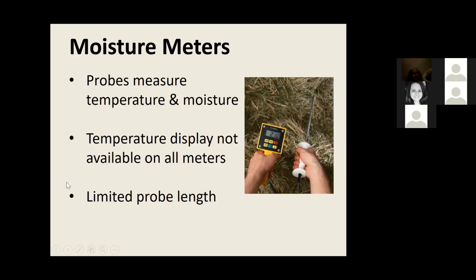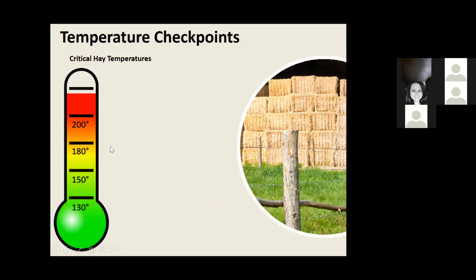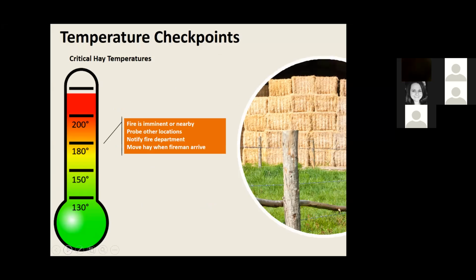So there are several ways that you can test the moisture and the temperatures whenever you stack your hay. So the first is a moisture meter, which is a probe that measures the temperature and the moisture. Just to keep in mind that temperature display is not always available on all meters. And also you have a limited probe length. So it is important to check in multiple spots around your facility. Okay, so as you see here, we have this thermometer that has the critical hay temperatures.